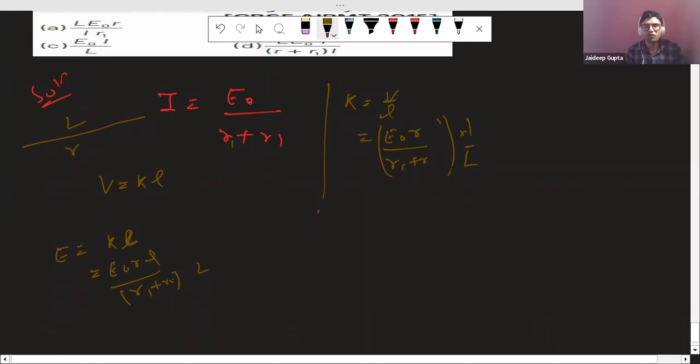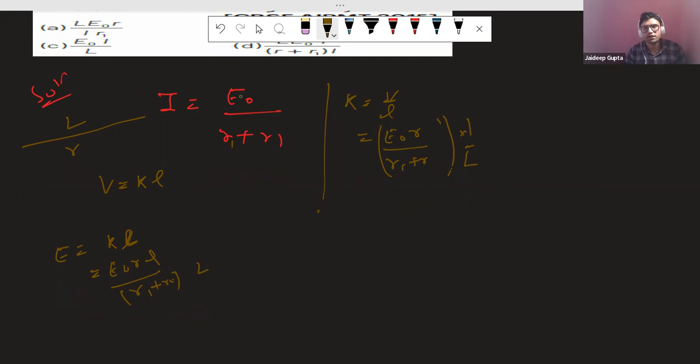I repeat. First of all, we need to calculate the current, that is E naught over R plus R1. R is the resistance of the wire and R1 is the resistance of the circuit. Now, this is the formula, V equals K times L, where K is the potential gradient. Now, the other EMF is connected across the circuit and the balancing length is L. To calculate the EMF, length is given, K we need.